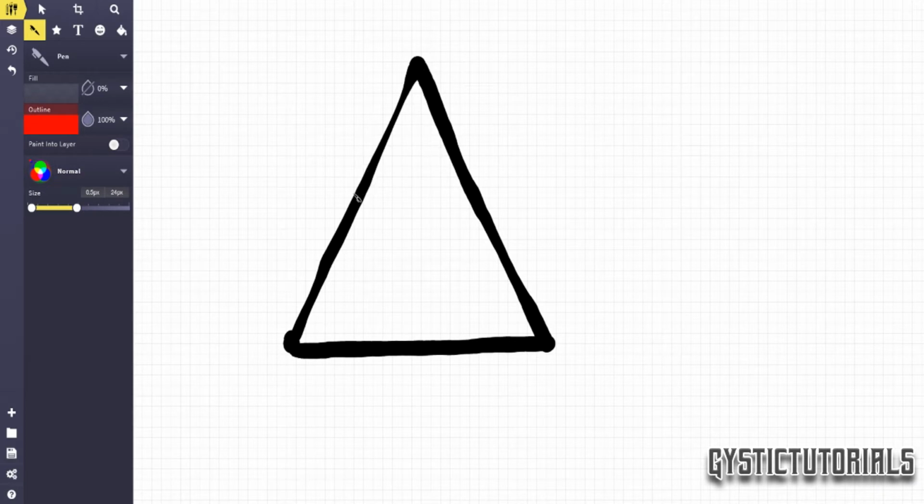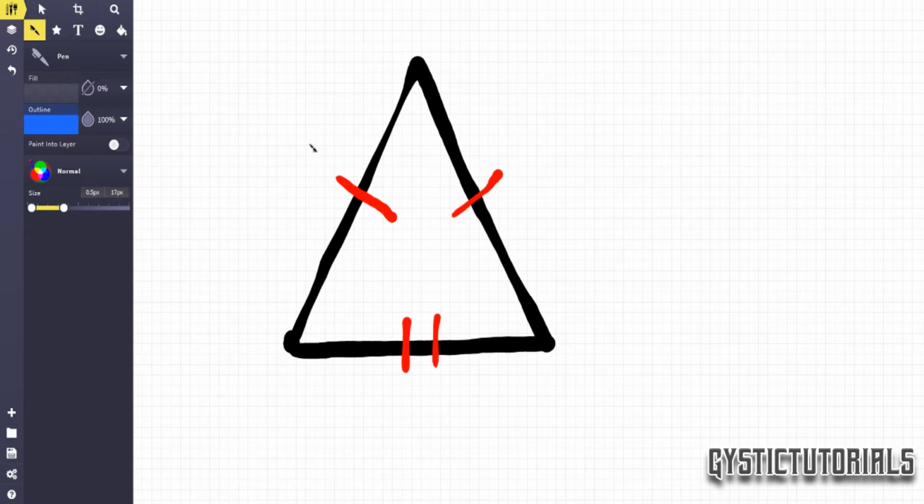An isosceles triangle is a triangle with two sides, these two sides, that are the same length. So this one is a different length. These two are the same, this one is different. This is what makes it an isosceles triangle.